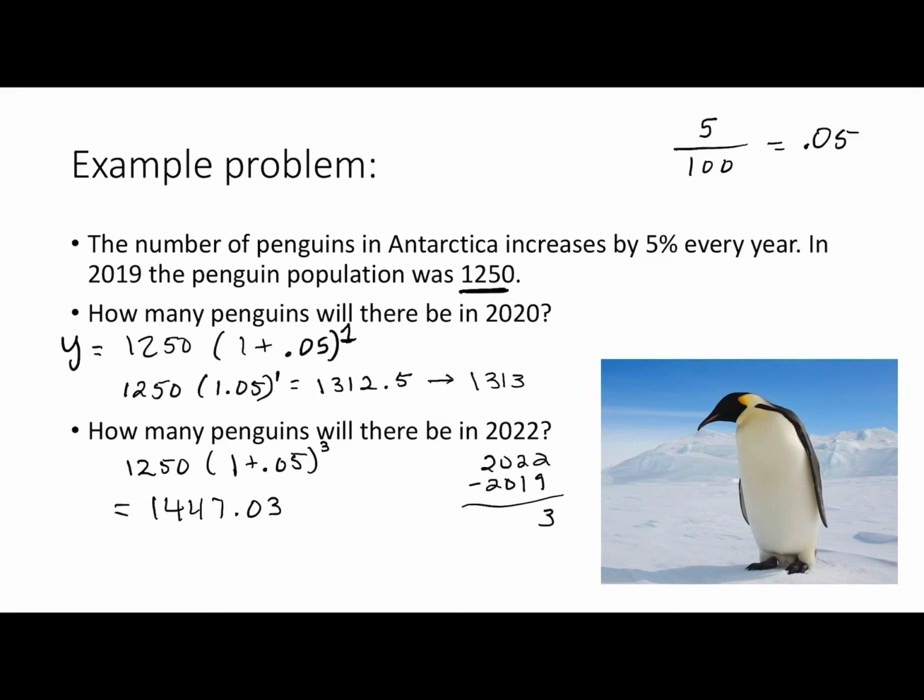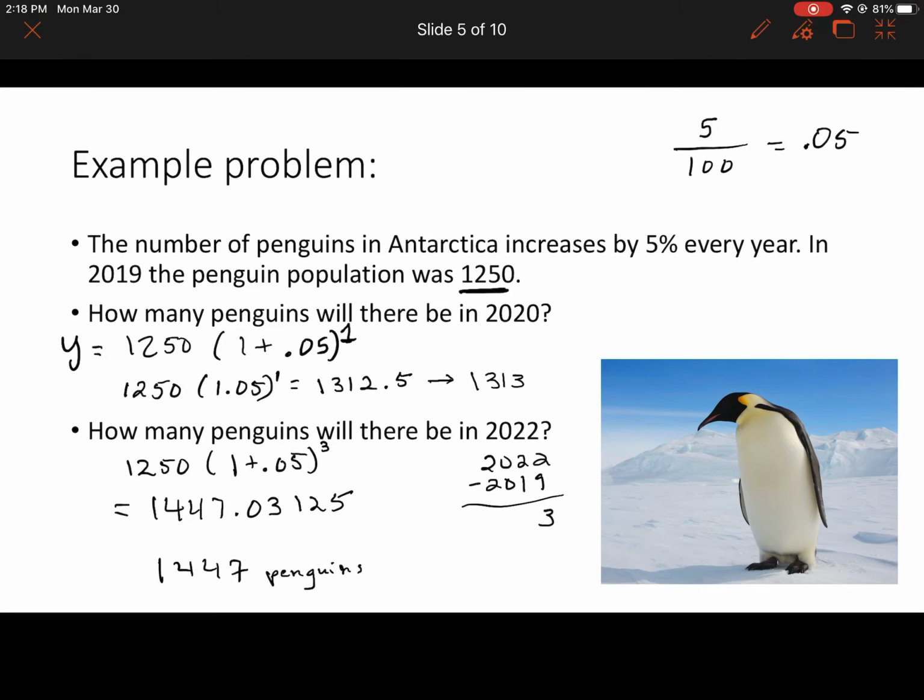What I get here is approximately 1447.03. It's an approximation. This is a really small decimal, much less than 0.5, so I'm going to round this number down for the new population. I'm going to say 1447 penguins. So 1,447 penguins is the population in 2022.